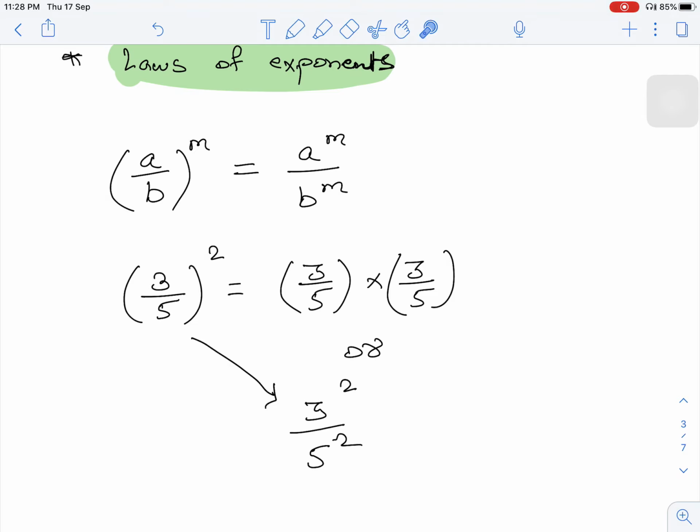So what does it mean? That 3 upon 5 raised to 2 means this 2 is present as a power for the numerator and also for the denominator. Now we are going to use this rule further to solve some examples.